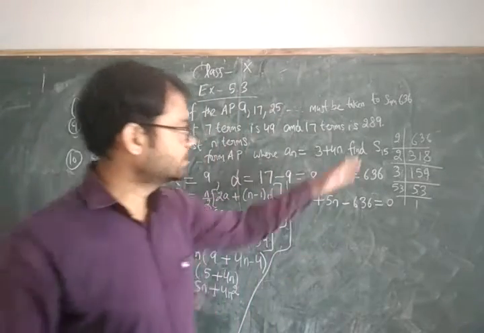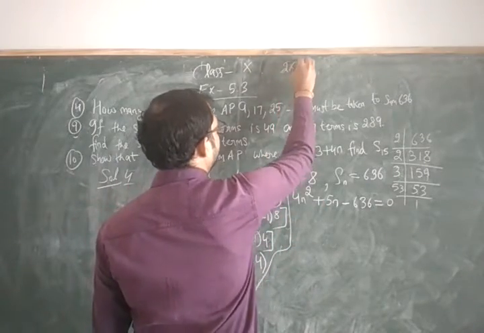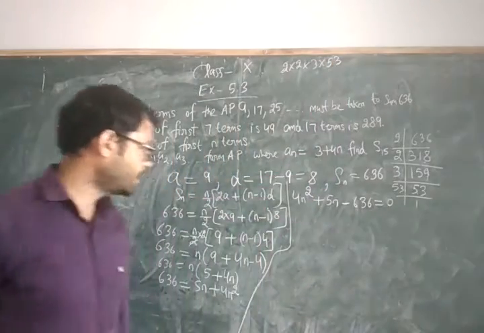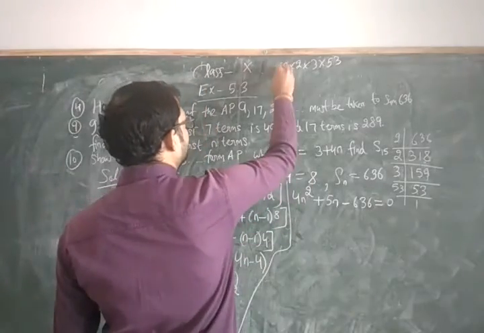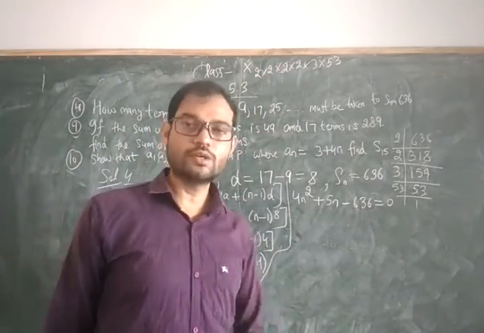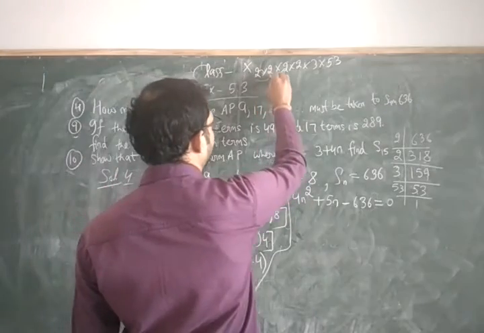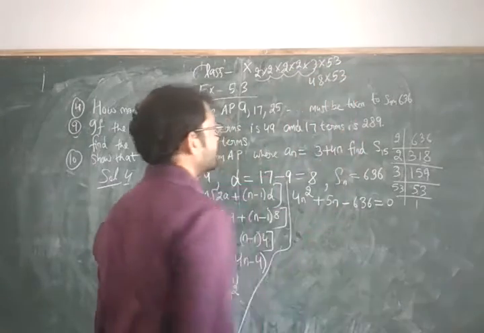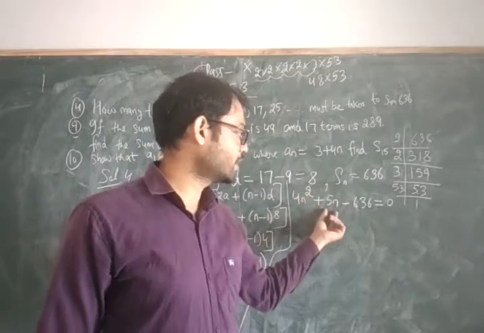So the factors of 636 are 2 into 2 into 3 into 53, and you have this 4 also, so you will make the factors of 4 also, that will be 2 into 2. These are the factors of these two numbers and now we will split this. For this one I take 2 times 4 is 8, times 16 gives 48 and 53. So my factors are 48 and 53. If I subtract 48 from 53, it will become 5.